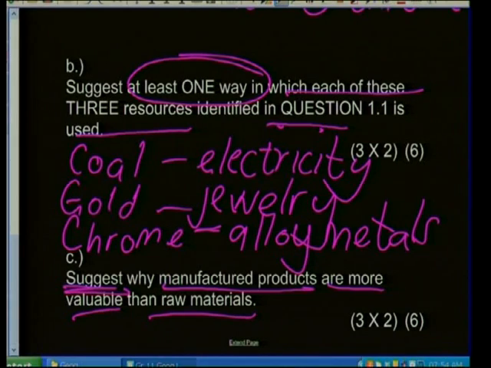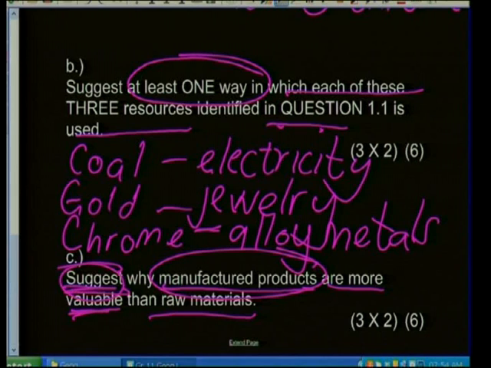The next question, suggest why manufactured products are more valuable than raw materials. Simply put, in our country, we are forced to mine most of these minerals. However, they lose their value when we import them to other countries. The important aspect here is that South Africa, day by day, is trying to ensure that they convert the raw material, for example, gold, to jewelry rather than just importing these products overseas. In order to strengthen our economy, it is important to ensure that the products that we sell to other countries are in their finished form and not in their raw form.